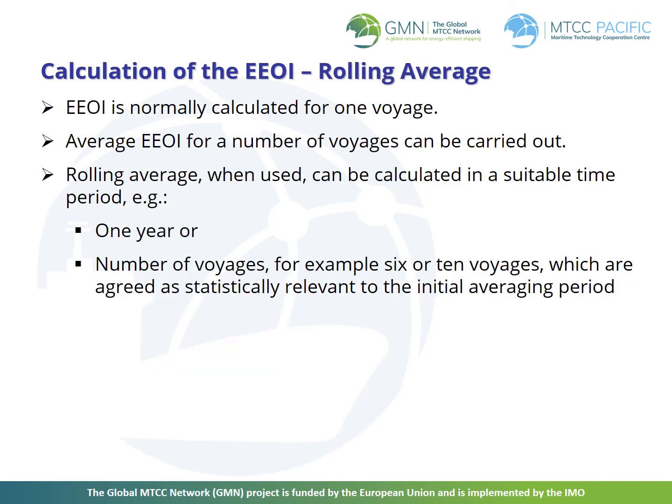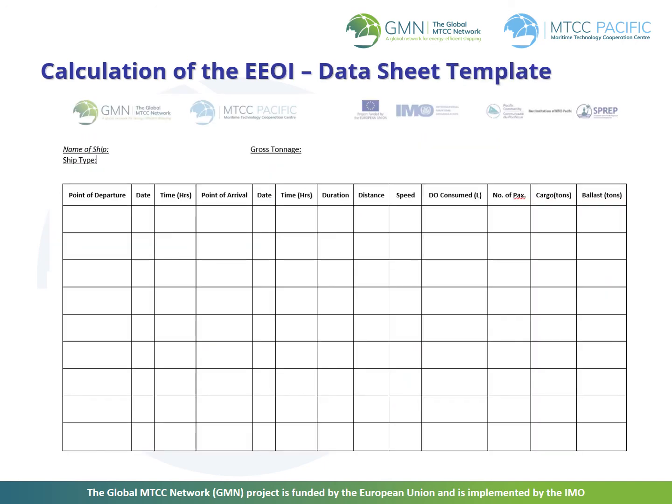The rolling average, when used, can be calculated over a suitable time period. For example, it could be 1 year or a number of voyages, for example 6 or 10 voyages, which are agreed on as statistically relevant to the initial averaging period. The rolling average EEOI is then calculated for this period or number of voyages by the second equation, which was shown earlier. For a voyage or a period such as a day, data on fuel consumption, cargo carried, and distance sailed in a continuous sailing pattern can be collected as shown in the reporting sheet here.